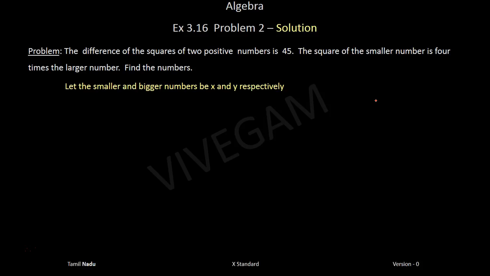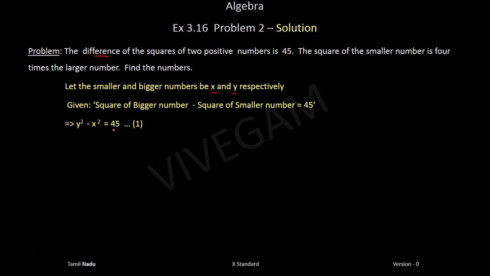So let the smaller number be x and the bigger number be y. This is very important. Our condition is square of the bigger number minus square of the smaller number is 45. The square of the bigger number is y square, and the square of the smaller number is x square. So y square minus x square equal to 45. The difference of the squares of the two positive numbers is 45, which means difference is subtraction: square of the bigger number minus square of the smaller number equal to 45. This is what they mean to say.